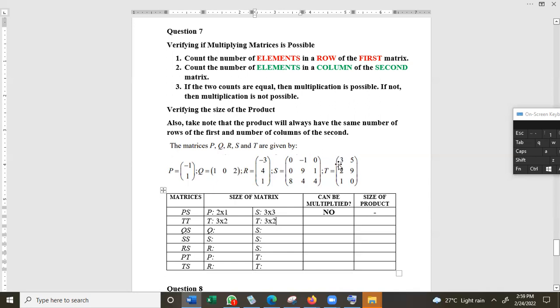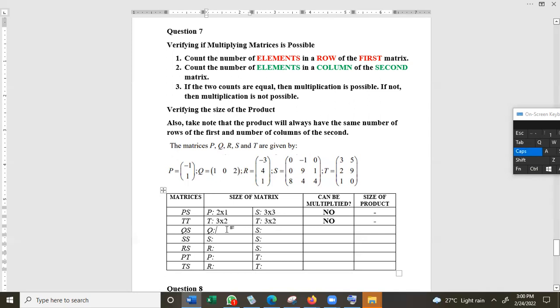Now, what about the column? 1, 2, 3. 3 elements in the column, which is that number there. So you have a 2 and you have a 3. You have to look at those two numbers side by side. They have to match, because it's telling you 2 elements to 3. First, second. What about the third now in the column? To what number is it going to multiply? So no, multiplication is not possible. No product. T cannot multiply to itself. Okay, T cannot multiply to itself.